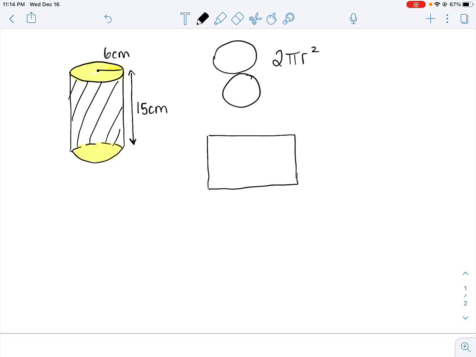So we already know the height of the rectangle is 15. Let's just call it height for now. And we could call the length of the rectangle the same as the circumference of the circle, because this is the length of the rectangle, and it would be the same as the circumference of the circle. So we know circumference of a circle is 2 times pi times radius.